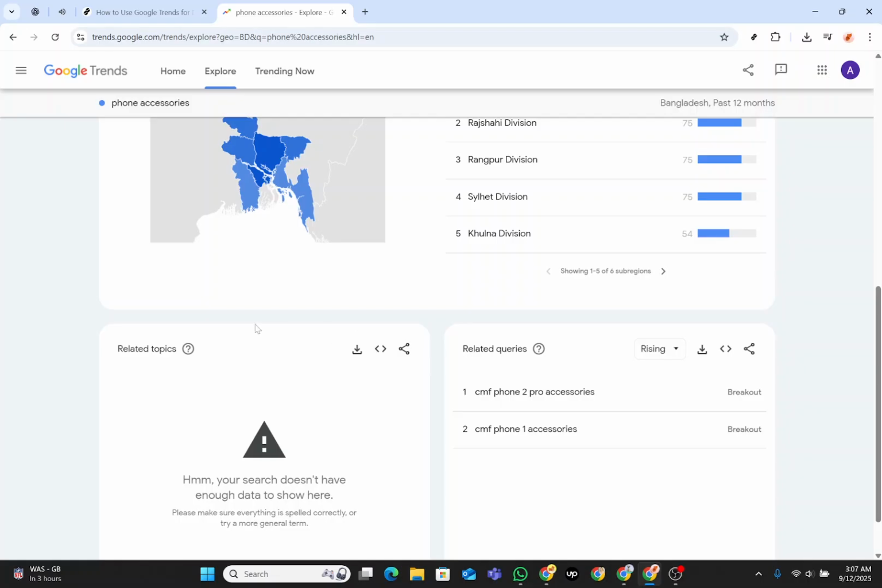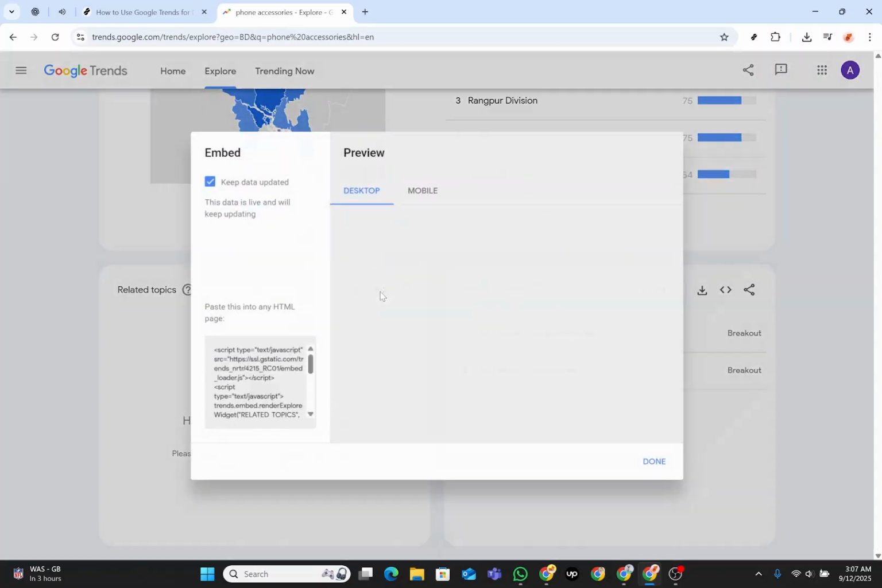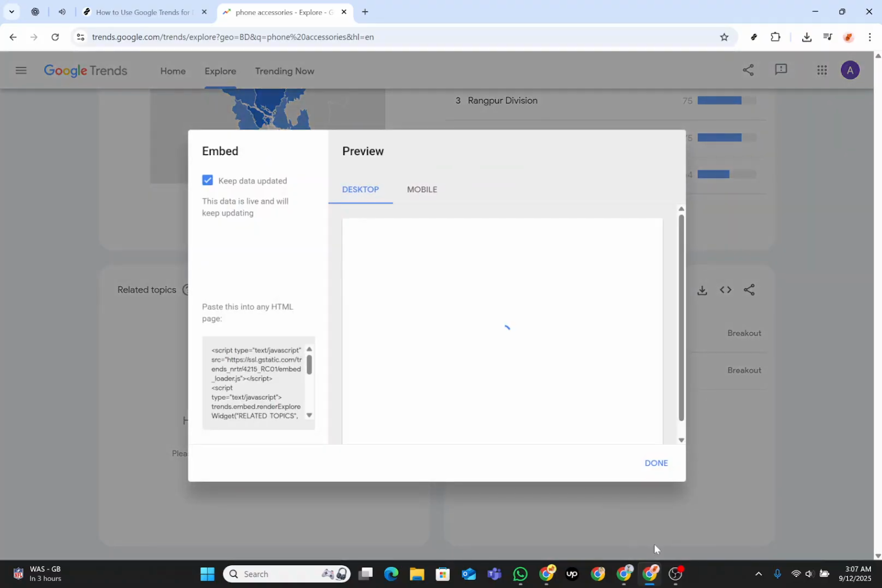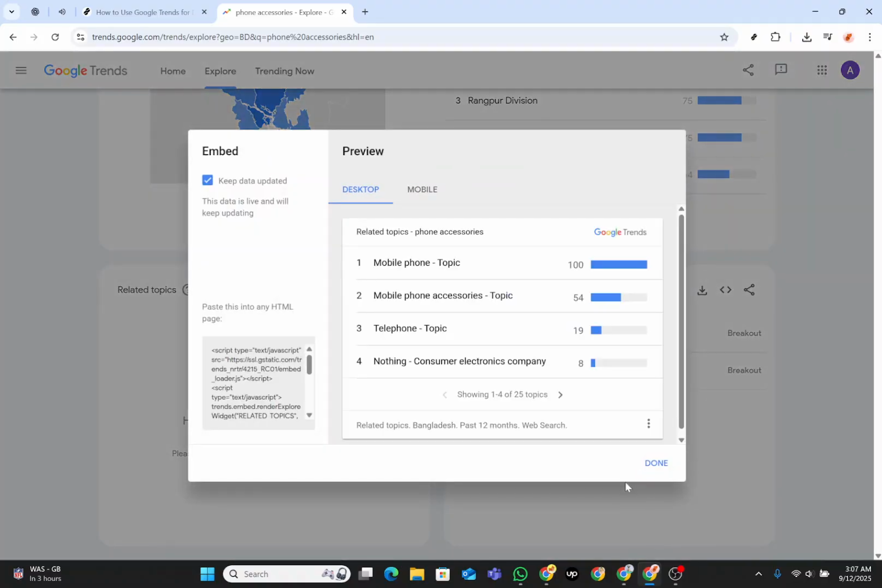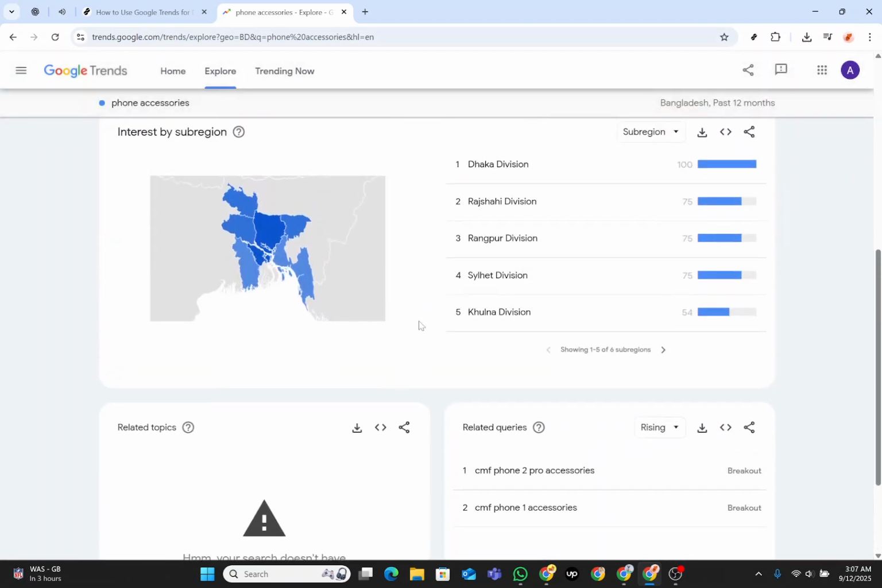Moving forward, you should explore related topics and queries. On the Trends page, you will find sections with related topics and queries that can provide insights into emerging product trends. Pay special attention to those labeled as rising or breakout, as they could lead you to products poised to gain traction soon. This exploration helps you discover potential dropshipping products before the market saturates.